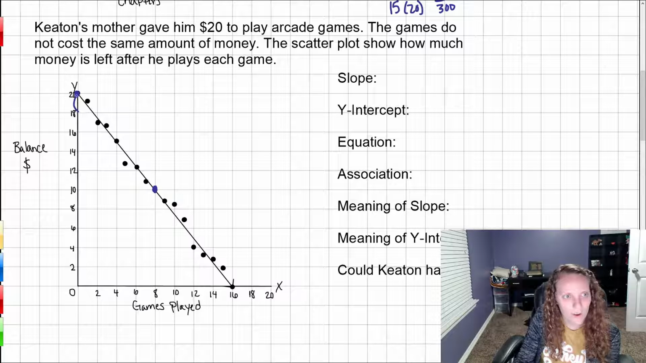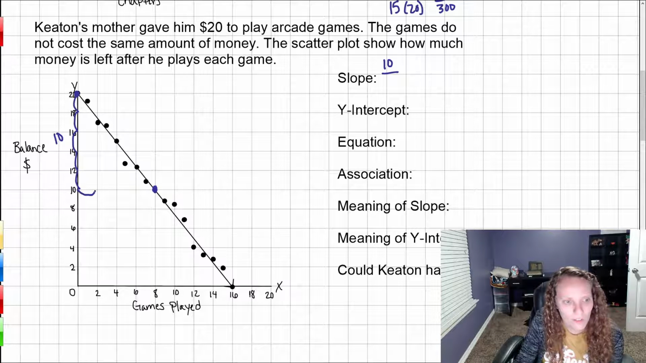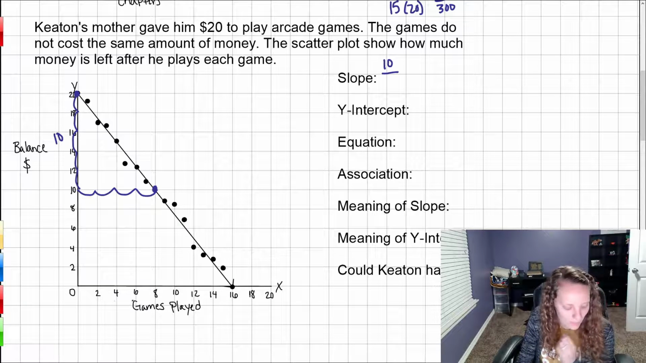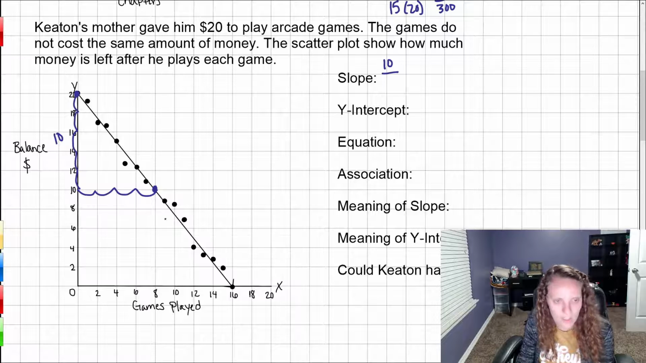If you notice, the y-axis is counting by 2s. So 2, 4, 6, 8, 10 is the rise. And then the run, 1, 2, 3, 4. And these are counting by 2s. So 4 times 2 is 8. 2, 4, 6, 8.